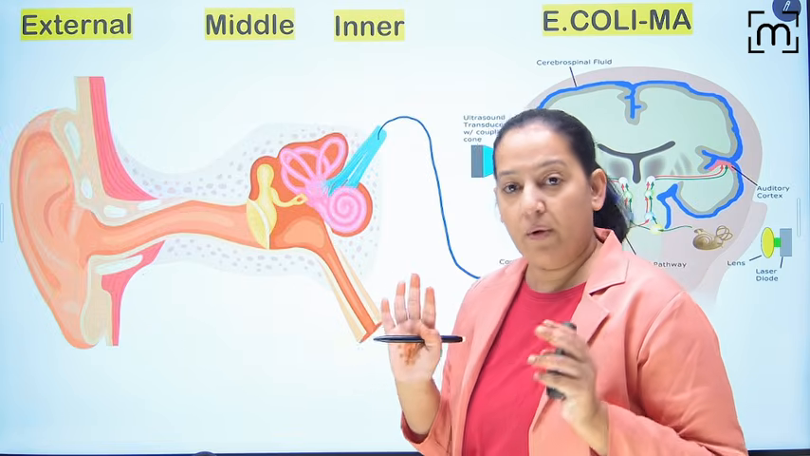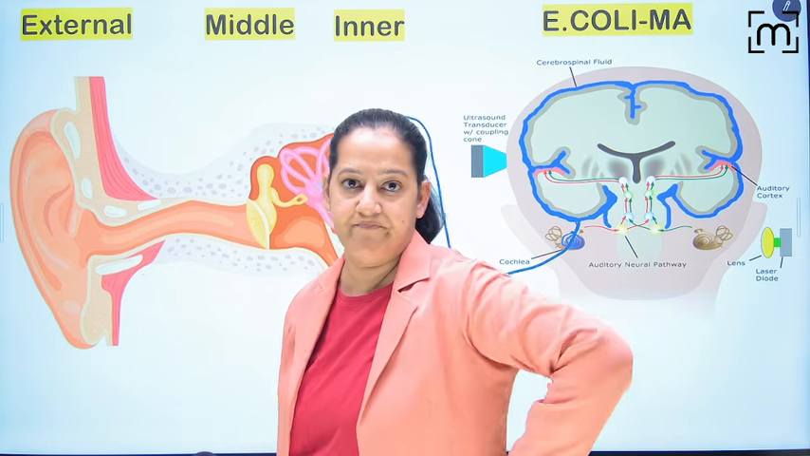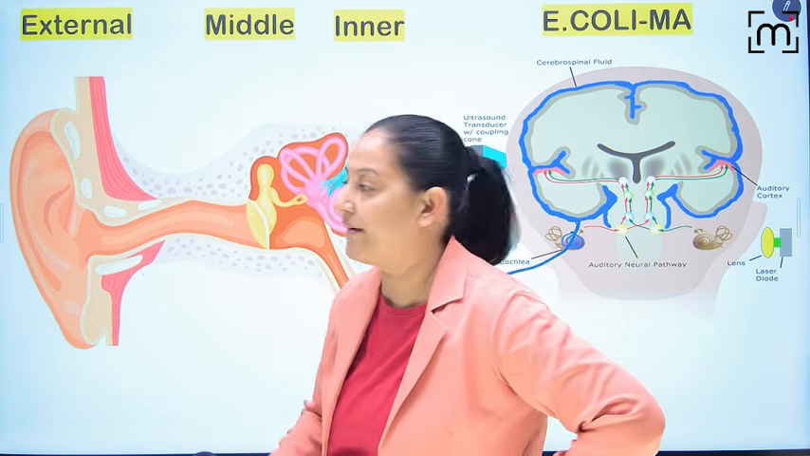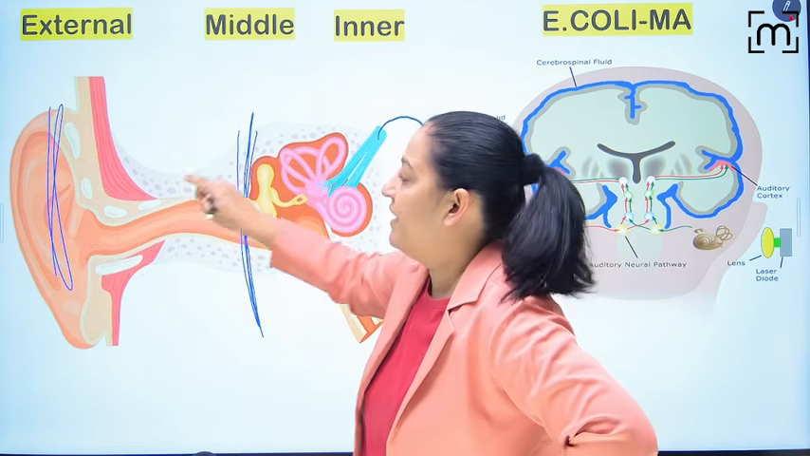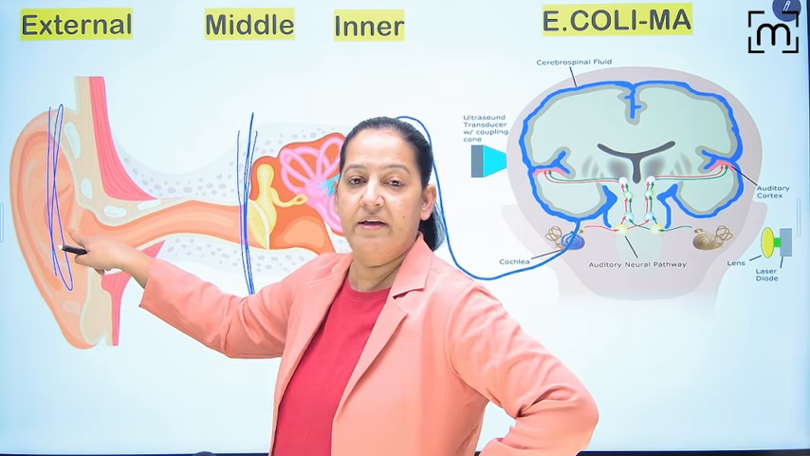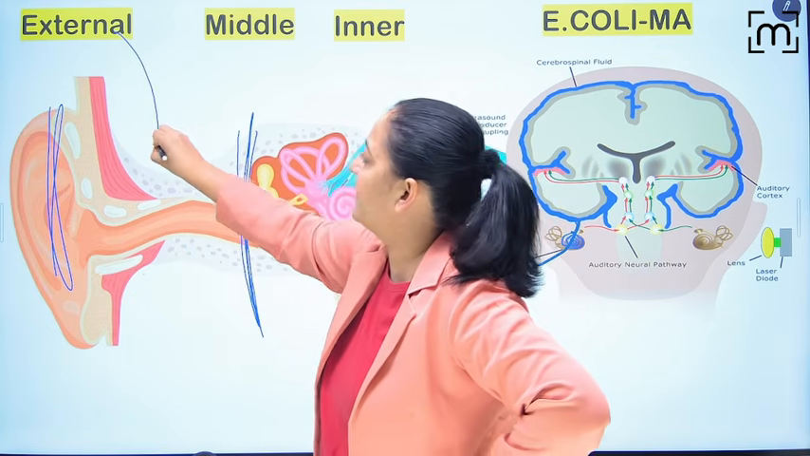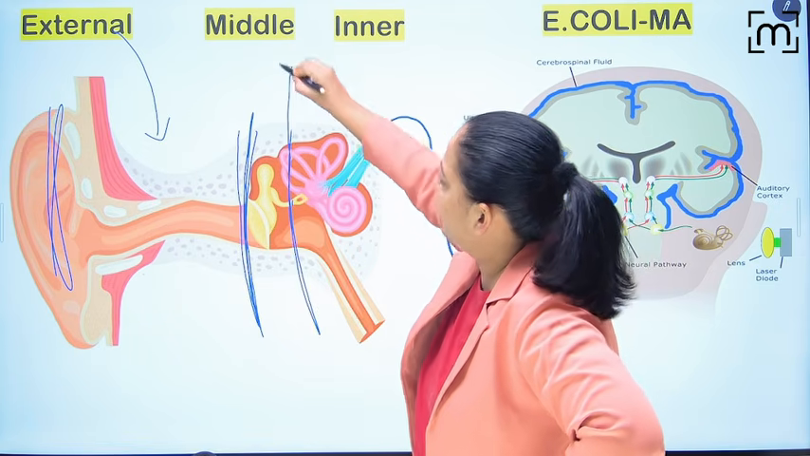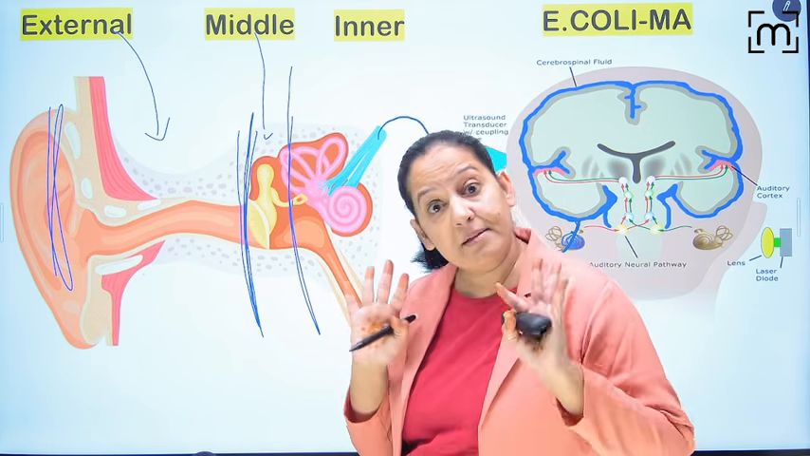Okay. So if there is any obstruction in the external ear, from where to where do we have the external ear? We have revised it now. From the pinna till the tympanic membrane. This is the external ear. The middle ear is the ossicles and the eustachian tube. The 3 ossicles and the eustachian tube. This is the middle ear.